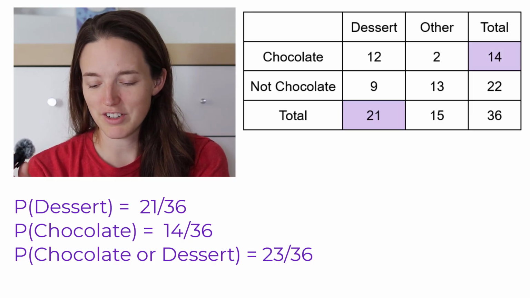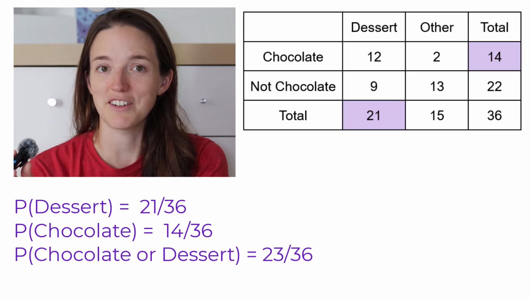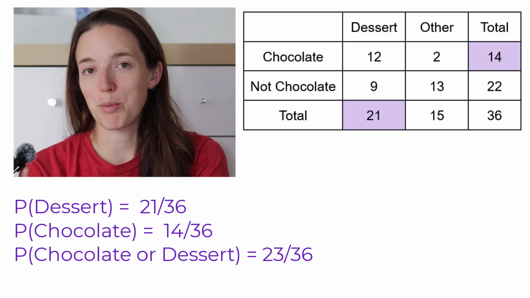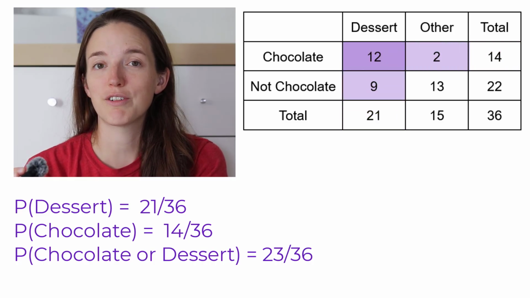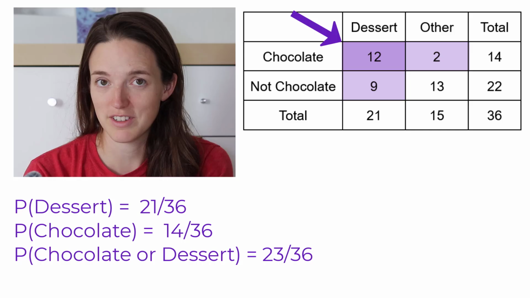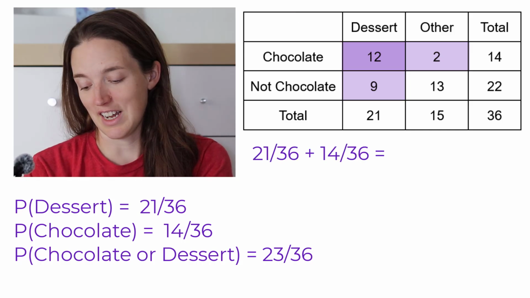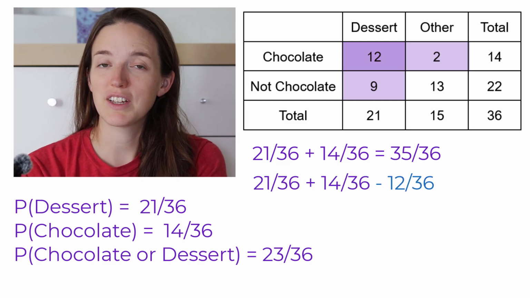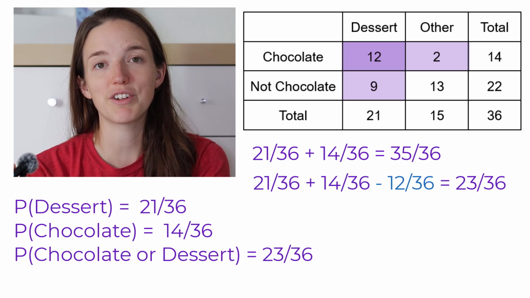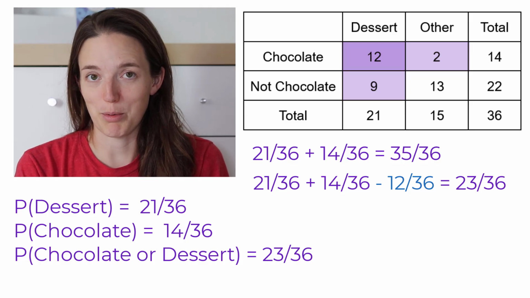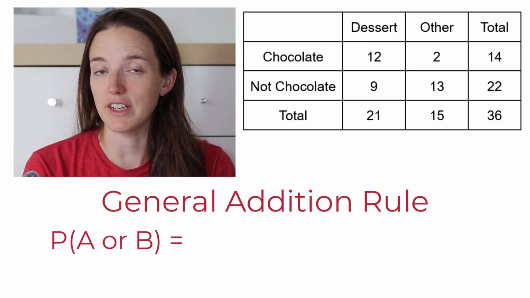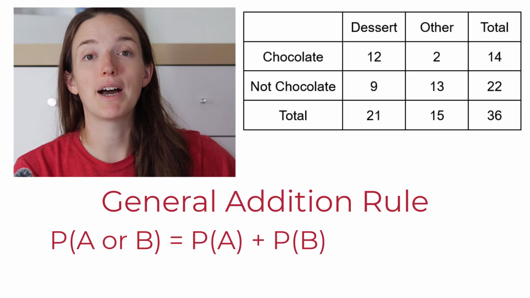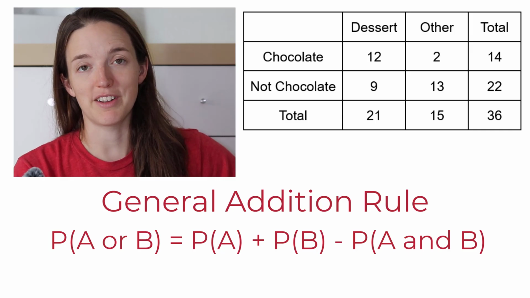You might have thought at first that dessert or chocolate, we would just add the dessert probability to the chocolate probability. The problem is, if we add dessert and chocolate probabilities together, we're double counting all the recipes that fall into both categories. So if I just take 21 and 14 and add them together, I get 35. If I subtract 12, that overlapping section, then I magically get 23. This is the general addition rule of probability. The probability of A or B is just the probability of A plus the probability of B minus the overlap, or probability of A and B.